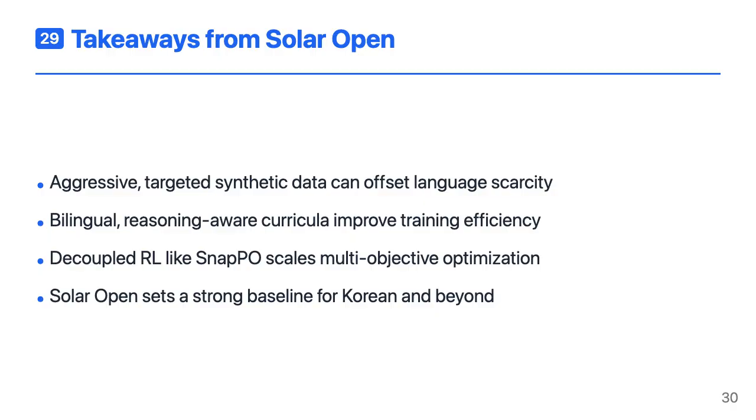To wrap up, Solar Open demonstrates that aggressive but carefully targeted synthetic data can meaningfully offset language scarcity. A bilingual curriculum that explicitly tracks quality, domains, and reasoning can make training more efficient than just scaling tokens. Decoupled RL frameworks like SnapPO make it feasible to optimize for multiple objectives: reasoning, safety, preferences, and culture at scale. And in practice, Solar Open delivers strong Korean capabilities and competitive English performance, setting a new open baseline for Korean and offering a roadmap for other underserved languages.